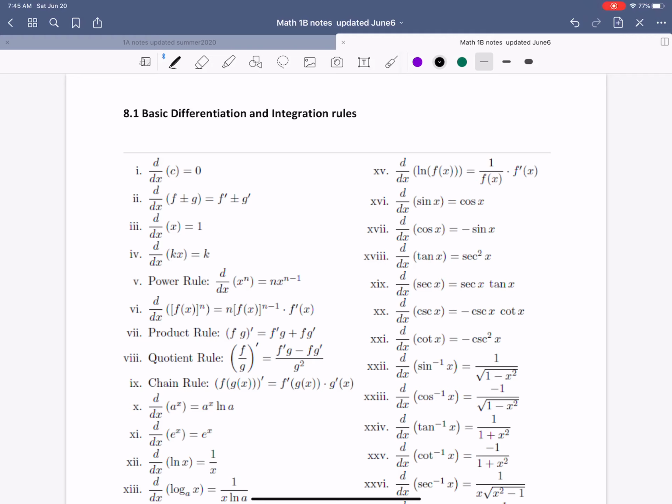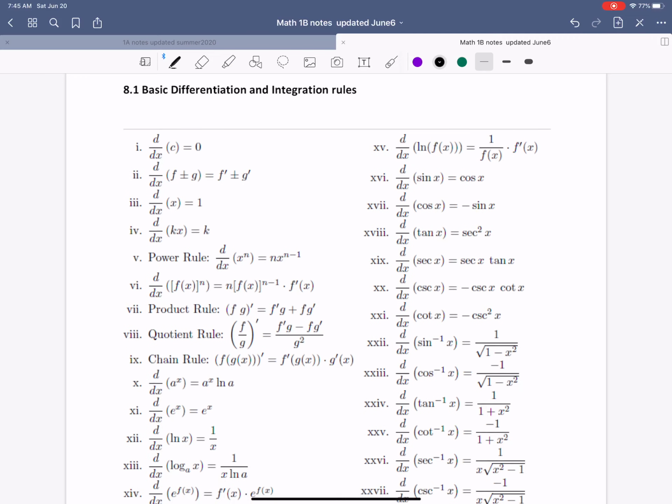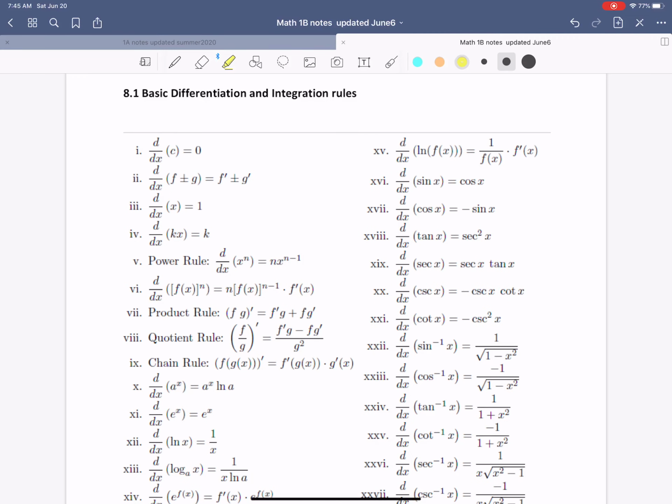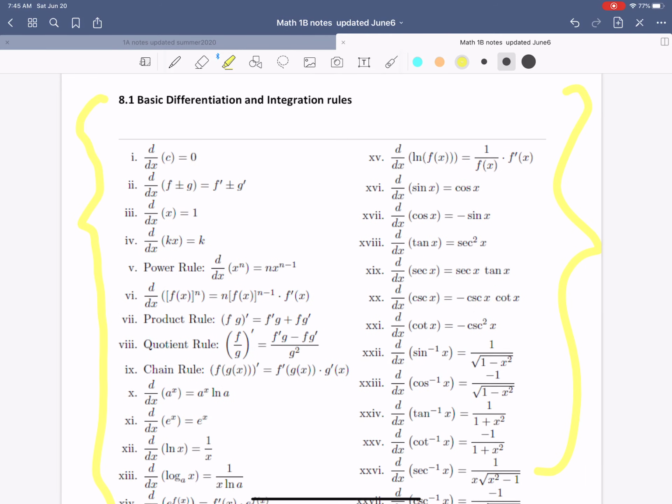This video covers lots of integration techniques and integration examples. Here are all the basic derivative and integral rules that you must have learned in Calculus 1 that will be used in this course. Make sure you memorize all these rules.